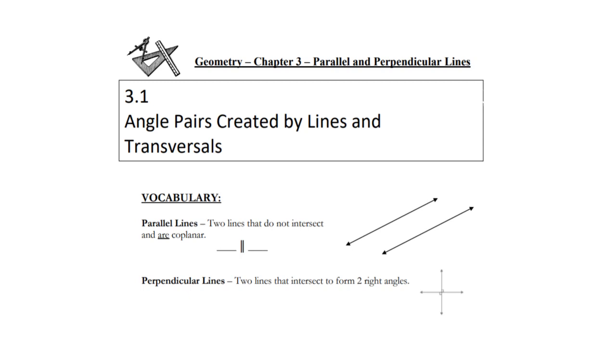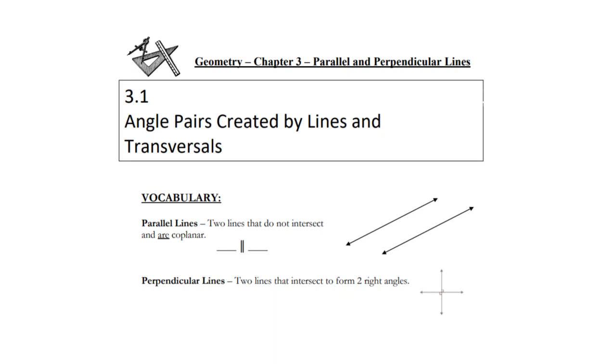This is lesson 3.1, angle pairs created by lines and transversals. So really briefly on the screen, because we have a lot of vocab and information in this lesson, we have parallel lines and perpendicular lines. And you guys know about these already. Parallel lines never intersect, and perpendicular lines do intersect, and specifically at a right angle. So four right angles are created.